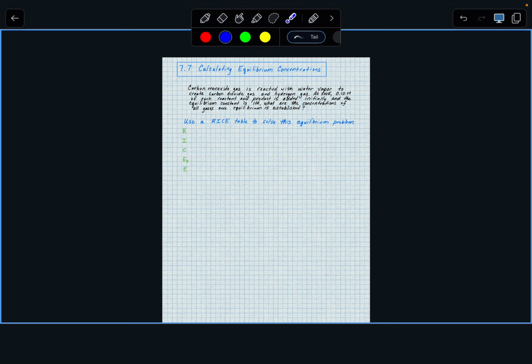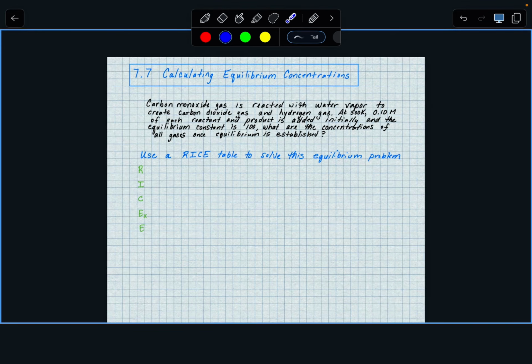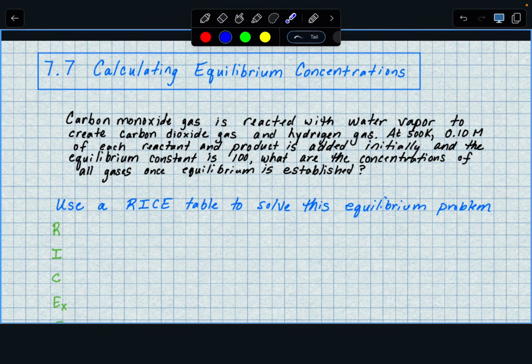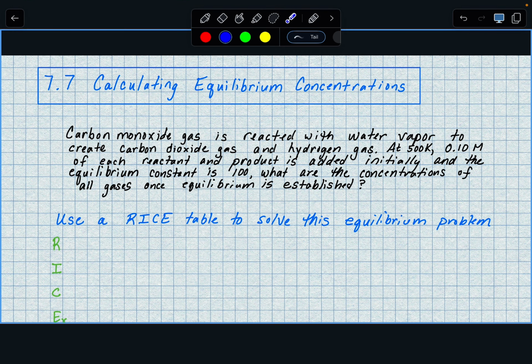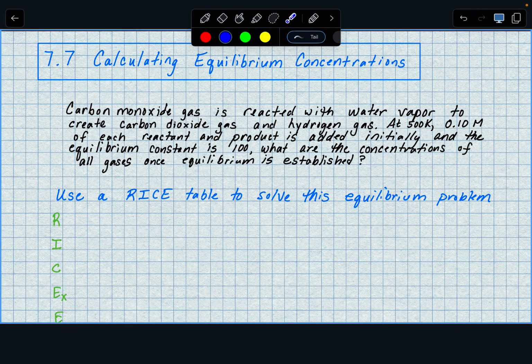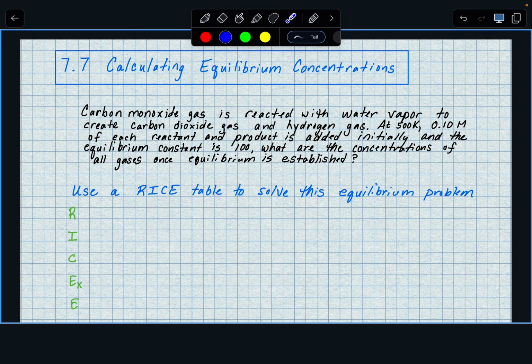In this one page of notes, I will be calculating the concentrations of all reactants and products at equilibrium once it's been established from an initial set of concentrations given at the start. This is part of Unit 7 in AP Chemistry called Equilibrium, and it's Topic 7, Calculating the Equilibrium Concentrations, but it could be part of your college level course when you cover the topic of equilibrium.